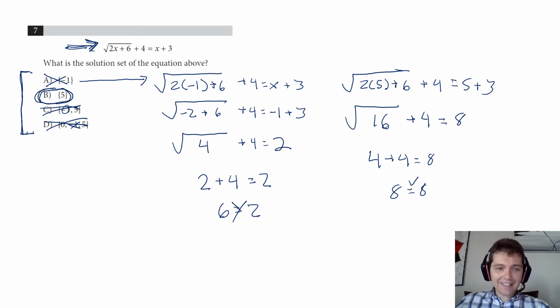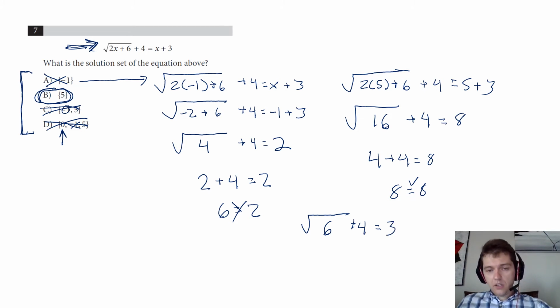Once again, if you had time, you could do one last verification that 0 is also not a solution. That one's really easy to check. So square root of 2 times 0 is 0. So square root of 6 plus 4 is equal to 3. Already you can see that this is incorrect. Square root of 6 will be some number, but 4 is greater than 3 already. So this is not a solution to the problem. 0 is not a solution. B is the correct answer.